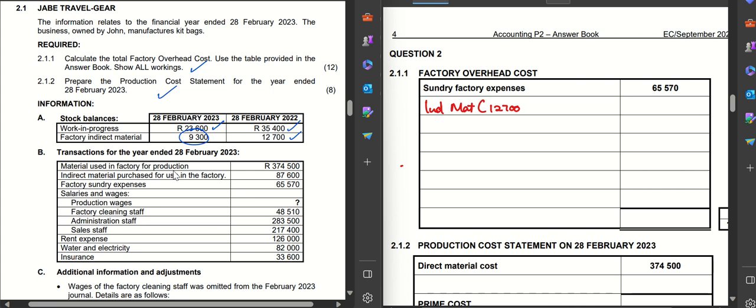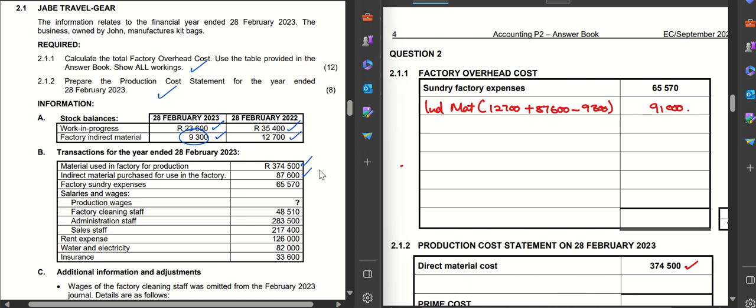Materials used in the factory for production. So once material is used in the factory for production, it comes to a production cost statement, but there it is given already for me. So I've done that one. The next one is indirect materials purchased for use in the factory. So I'm now coming here to say that indirect material that was purchased, I'm going to add here, then I'm going to say plus 87,600. Then I say minus the 9,300. And then I can close this bracket, therefore, and then I end up with 91,000 over there.